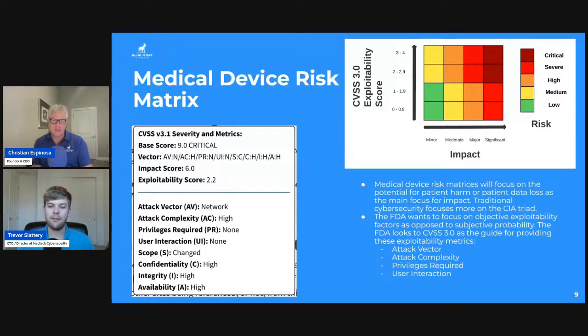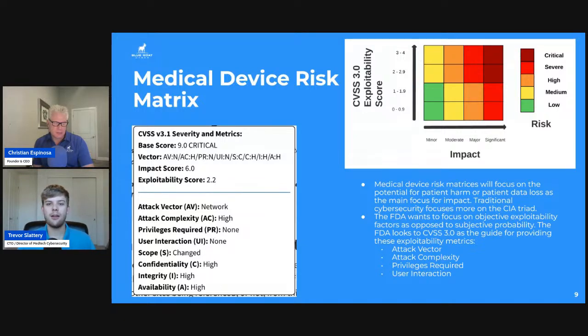When we're looking at this risk matrix right here, that's going to be the x-axis when we're looking at minor to significant, having any definition from some slight inconvenience to the patient, maybe minor discomfort, all the way up to significant, which could even lead to patient death.